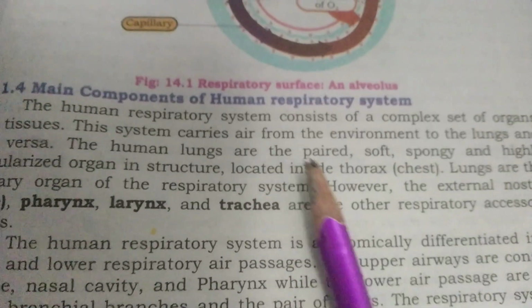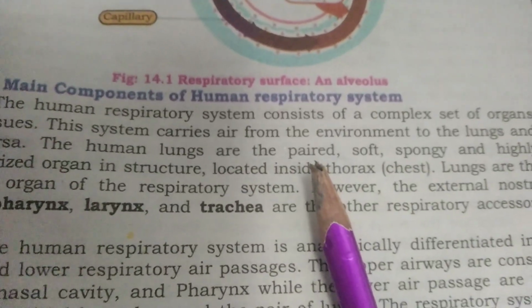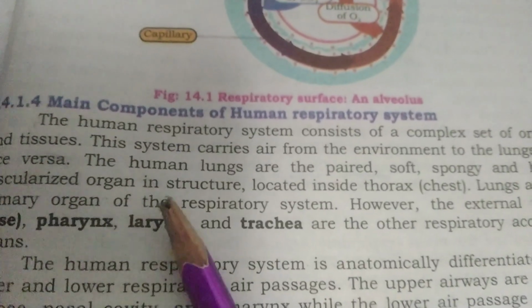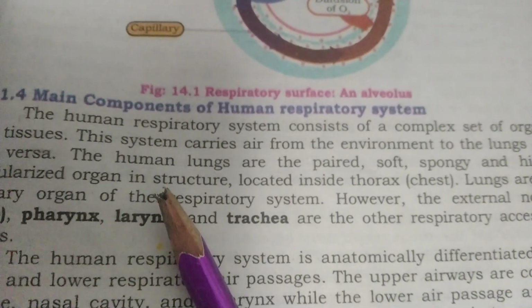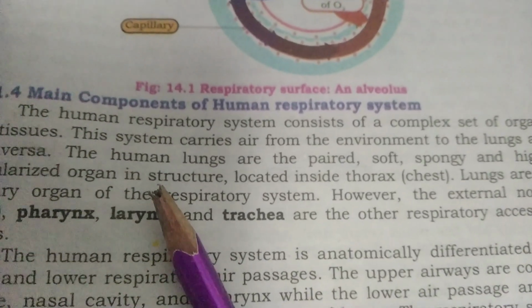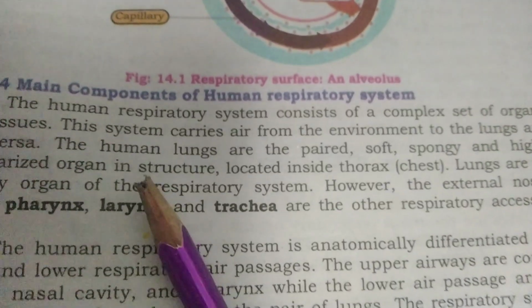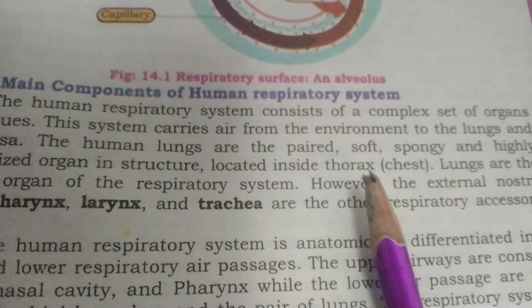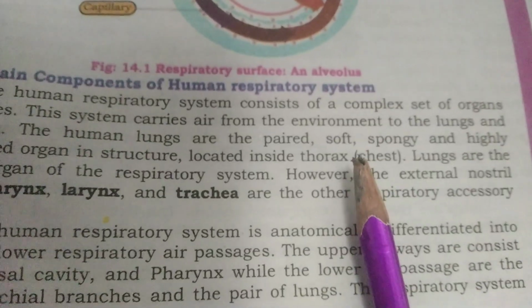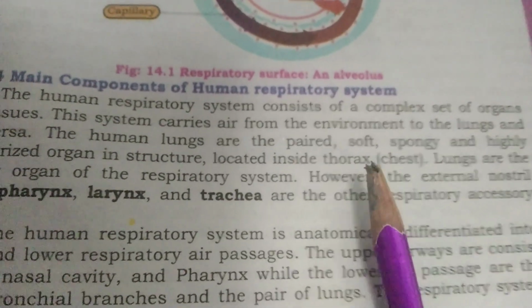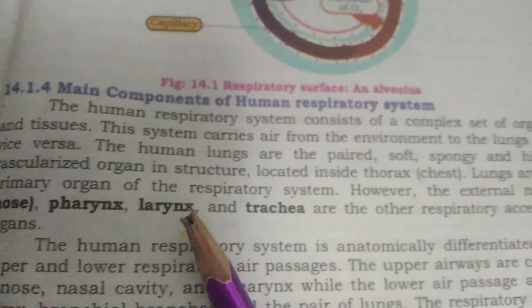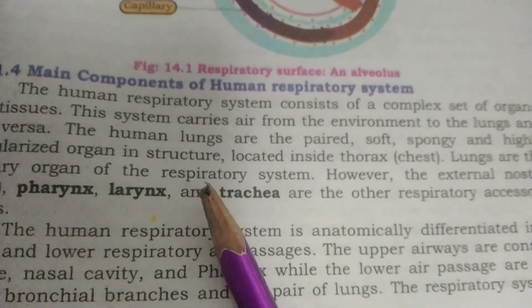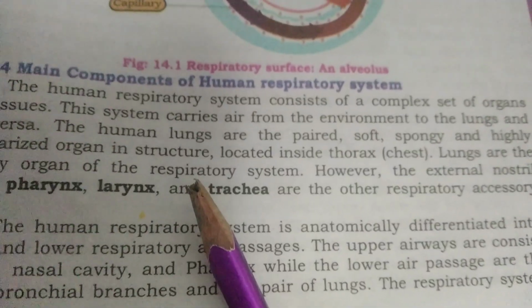Human lungs are a pair. What are they like? They are soft, spongy, and highly vascularized organs. Highly vascularized means they can easily transport oxygen through capillaries to the blood and the body. They are located inside the chest, which everyone knows. So you can say that the lungs are the primary organ of the respiratory system. They are the most important ones. Without lungs, the respiratory system is incomplete.